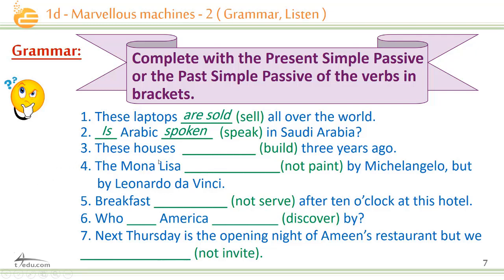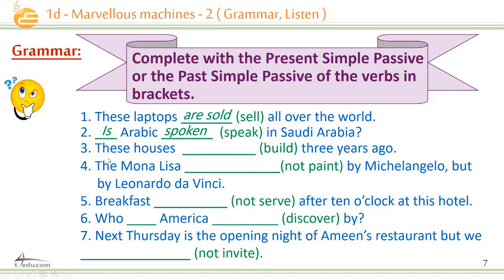Let's read number 3 and see if we have any keywords that indicate the tense of the sentence. Number 3. These houses, blank, blank, and we have between brackets the verb build, and then we have here 3 years ago. So when did this happen? It happened 3 years ago. So this sentence is in the past. Very good. It happened in the past and it ended in the past.